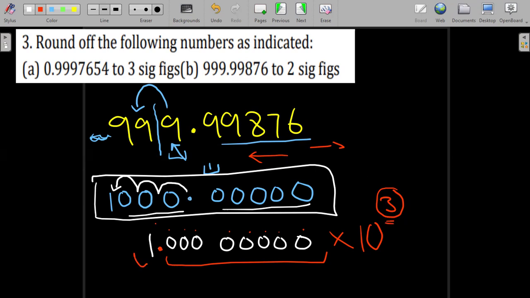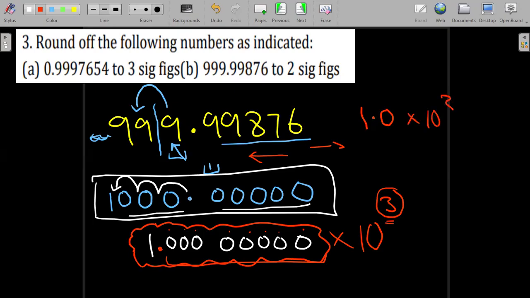So now we have to figure out how we can write this number here just to have two significant figures. So I'm going to write that number as 1.0. So this here is two significant figures, and then I'm going to multiply by 10 to the power 3. So now that number is expressed in two significant figures. All right, so any question, guys?